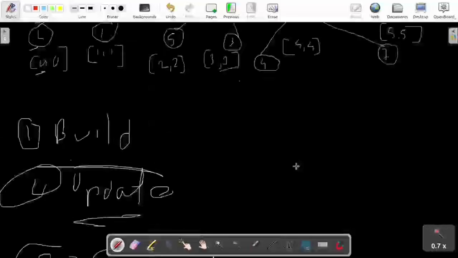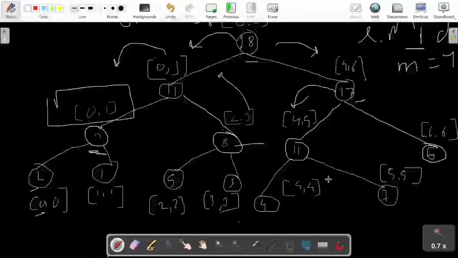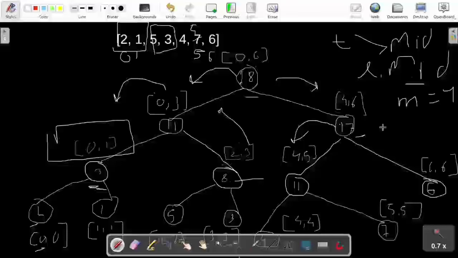Now again, compare your target element with our mid. Since our mid is 4, in this case, is my target element less than or equal to mid? No. We have two ranges. On left, we have 4, 4. On right, we have 5, 5. Is my target element in left range?